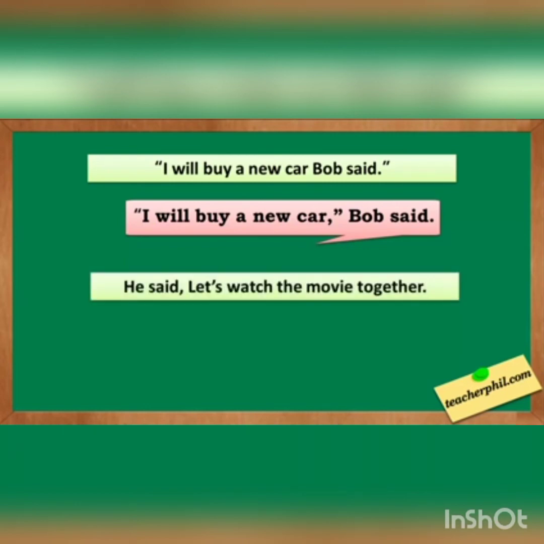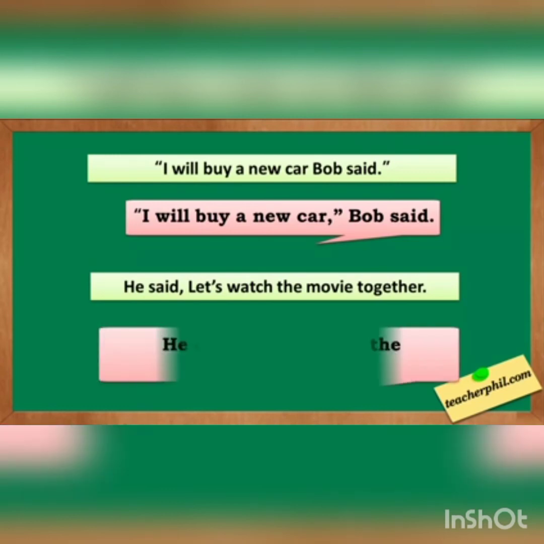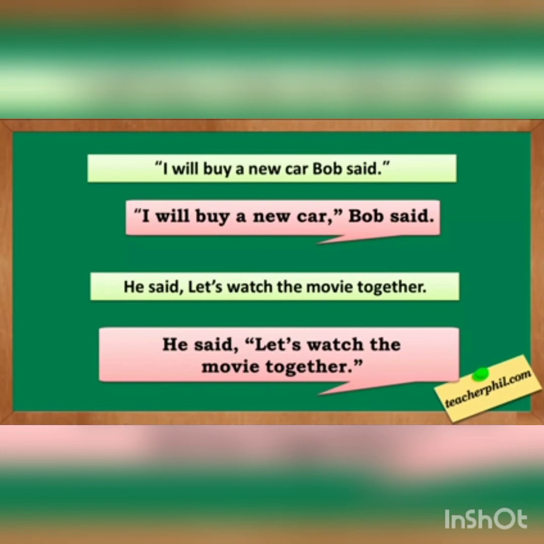The next one: He said, let's watch the movie together. The correct sentence is, He said, "Let's watch the movie together." This is a direct speech. "Let's watch the movie together" is what the speaker said, so we need to put quotation marks at the start and end of it.